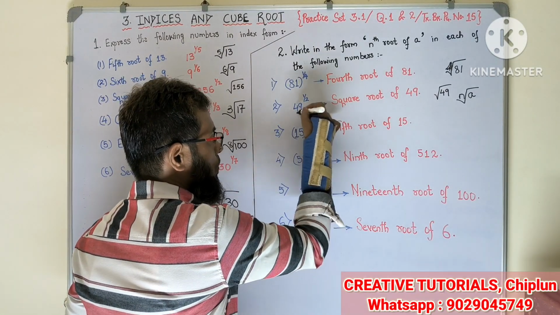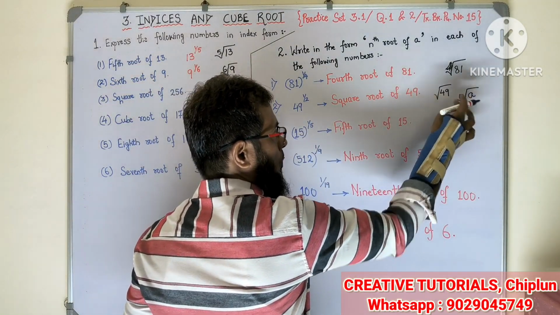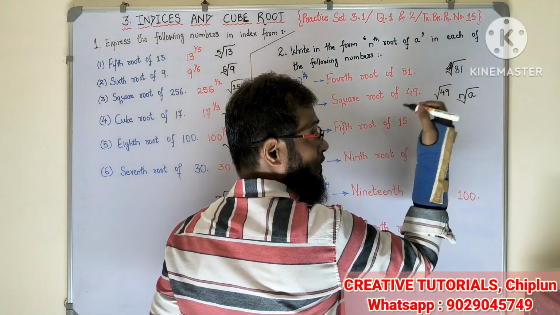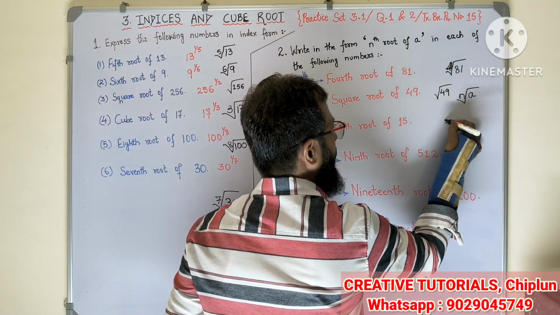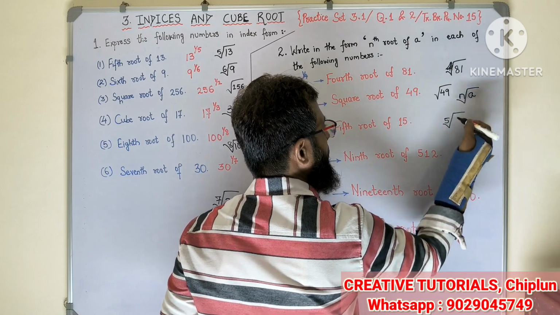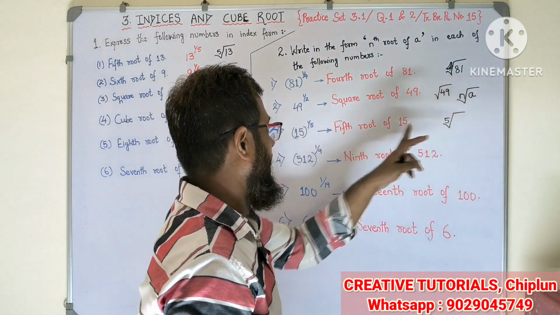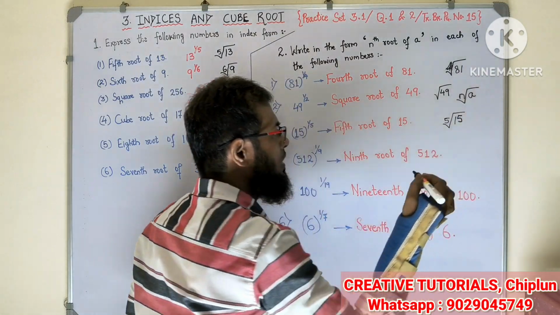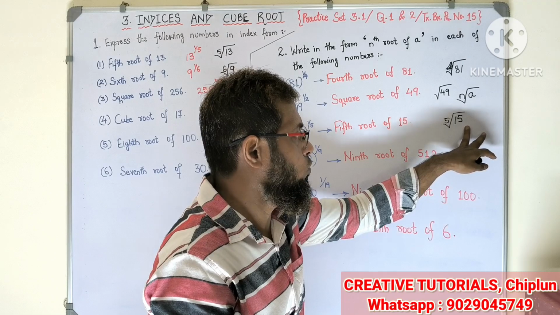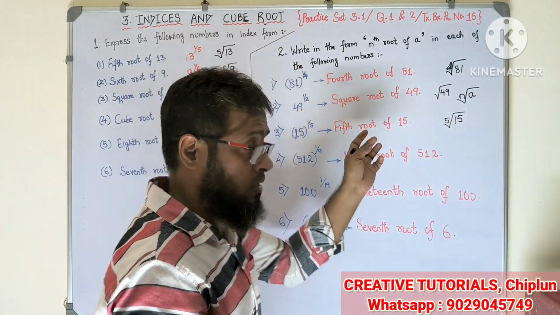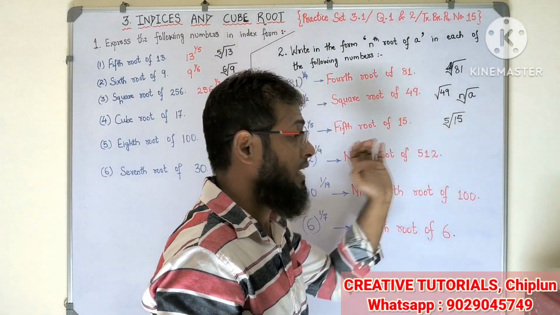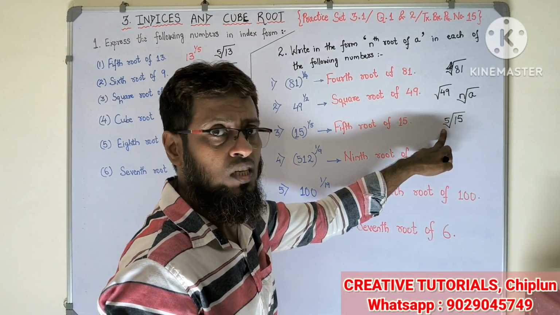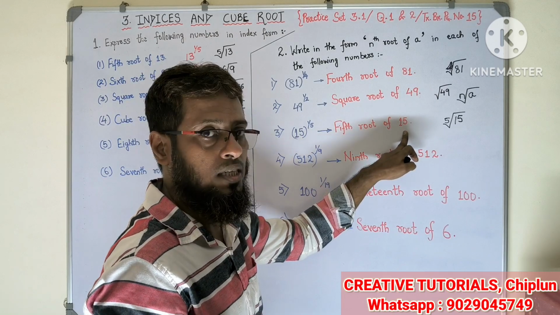Now this question, 15 raised to 1 upon 5. Now if I want to write this question in this form, how will we write? Since it is 1 upon 5, it is the fifth root they are talking about. So 5 will come in the pocket, and under my root, my radicand is 15. Now if I want to write this in the word format, I will write fifth root, because 5 is here. So fifth root of 15.